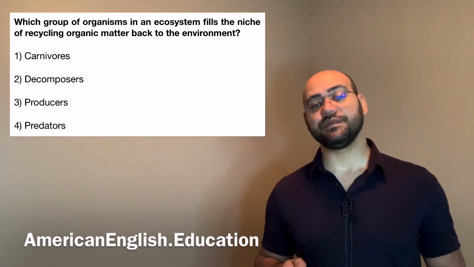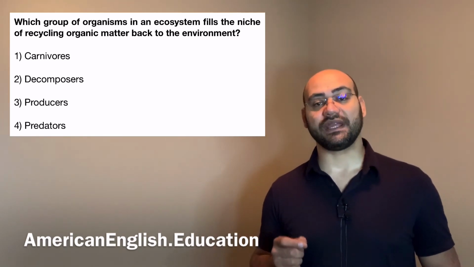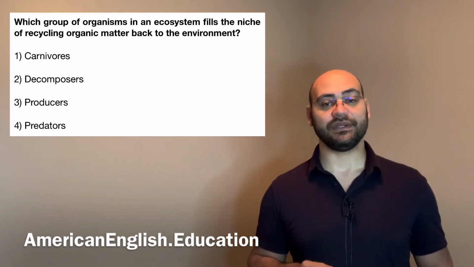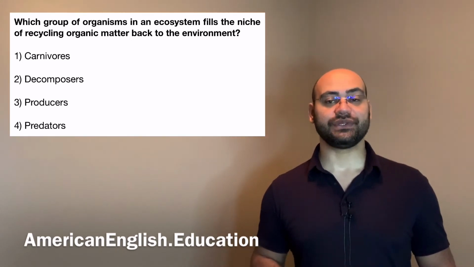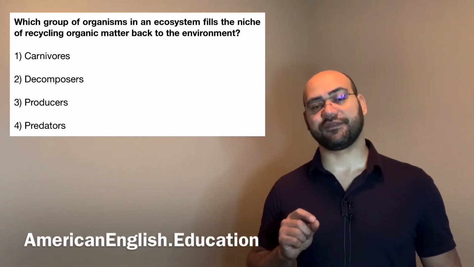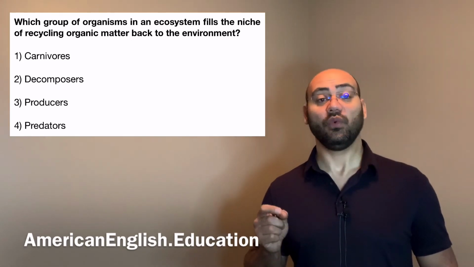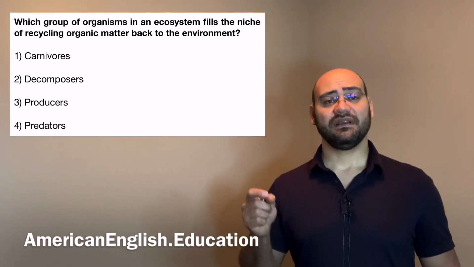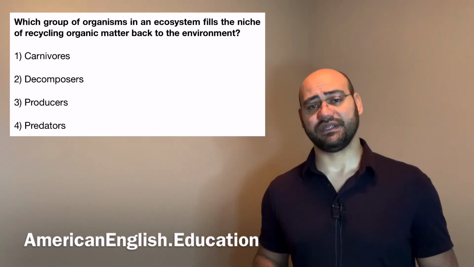Which group of organisms in an ecosystem fills the niche of recycling organic matter back to the environment? 1, carnivores. 2, decomposers. 3, producers. 4, predators. Take a look at this phrase, the niche of recycling organic matter, which means this organism does exactly that. And that's the only thing it does.